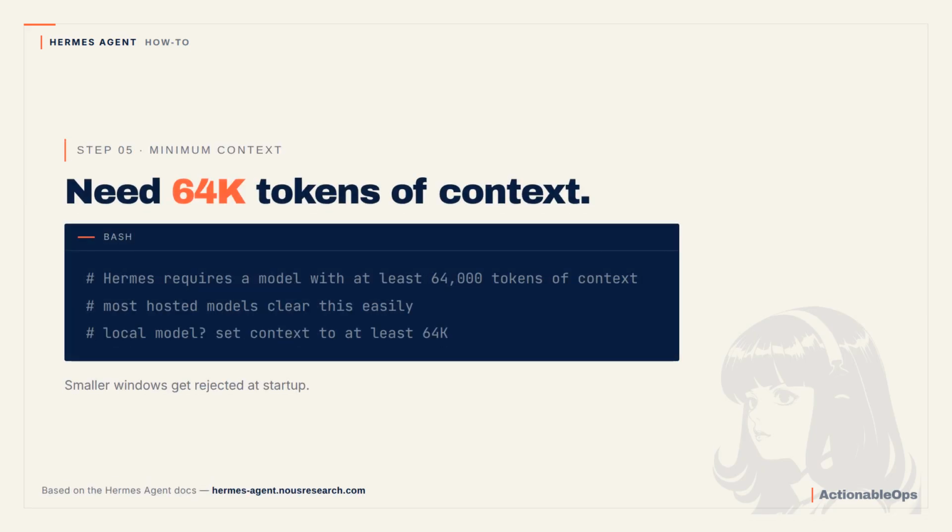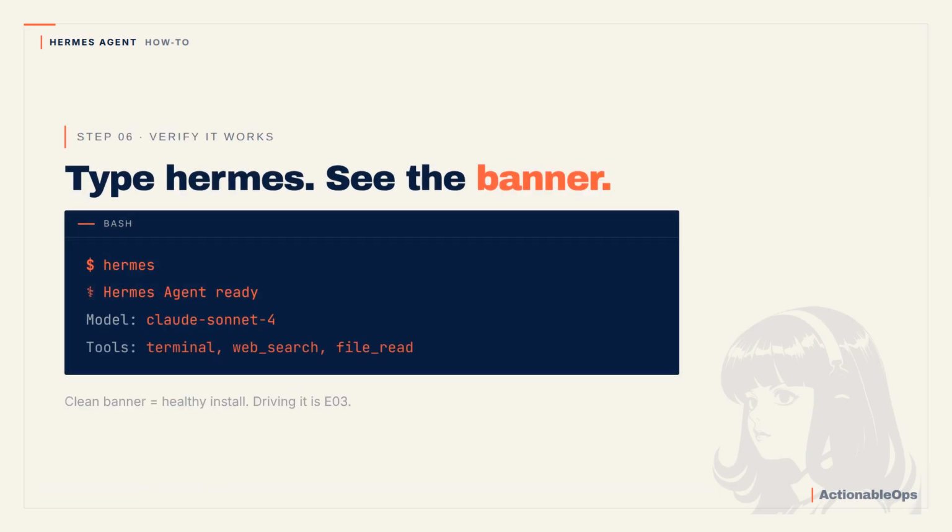Otherwise, run Hermes model to pick any provider you already have a key for. One thing to know: Hermes needs a model with at least 64,000 tokens of context. Most hosted models clear that easily, but if you run a local model, set its context size to at least 64K. Then just type Hermes.